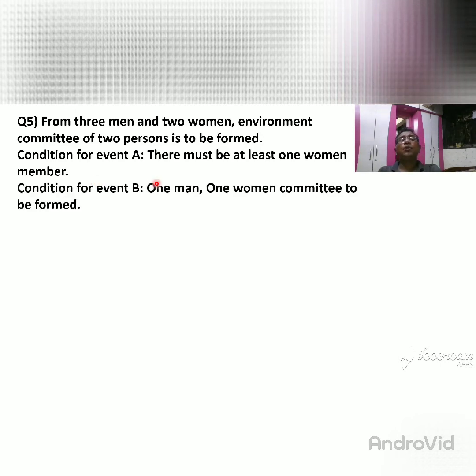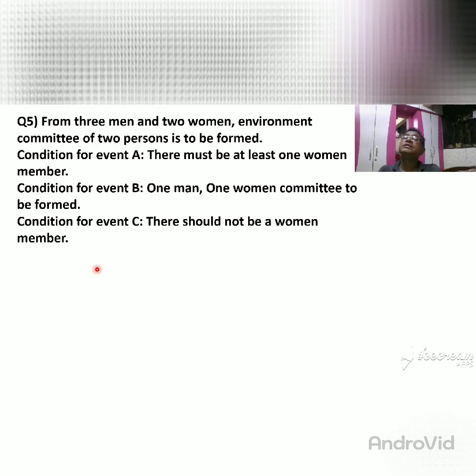Condition B: one man, one woman committee to be formed. Condition C: there should not be a woman member. There must be no woman members. So what is the main thing? The main thing is the sample space.